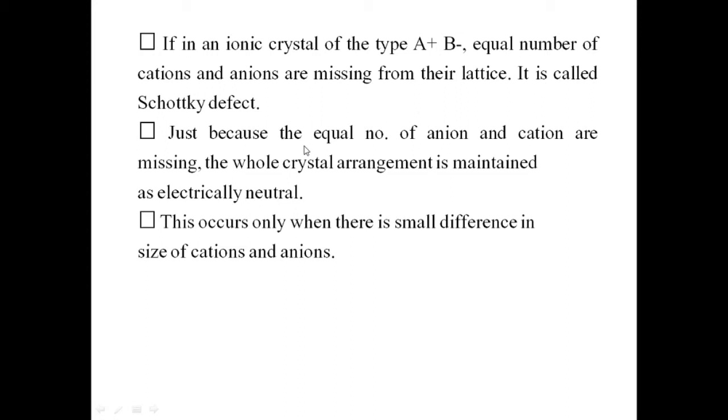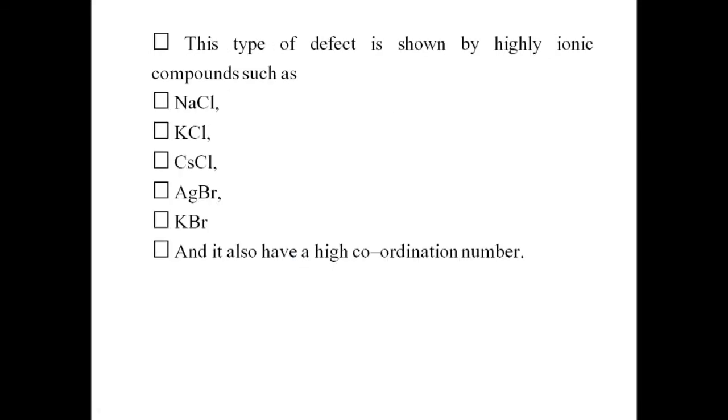Just because an equal number of anions and cations are missing, the whole crystal arrangement is maintained as electrically neutral. This occurs only when there is a small difference in size of cations and anions. This type of defect is shown by highly ionic compounds such as NaCl, KCl, cesium chloride, AgBr, KBr, and they also have a high coordination number.